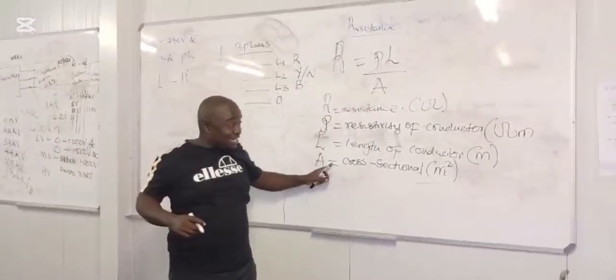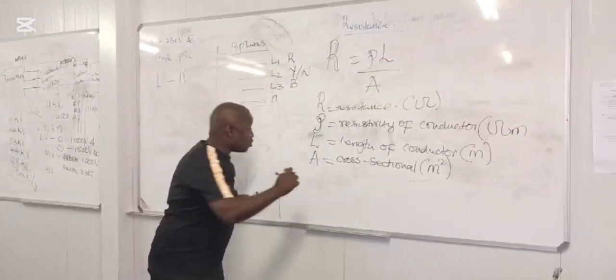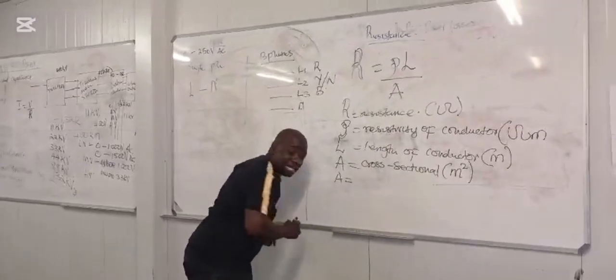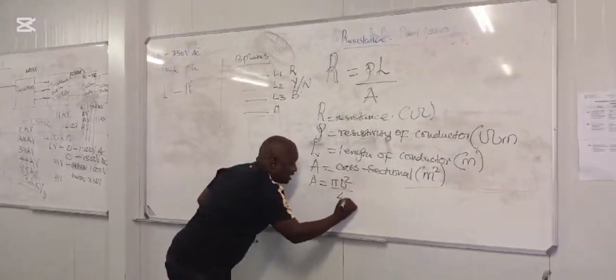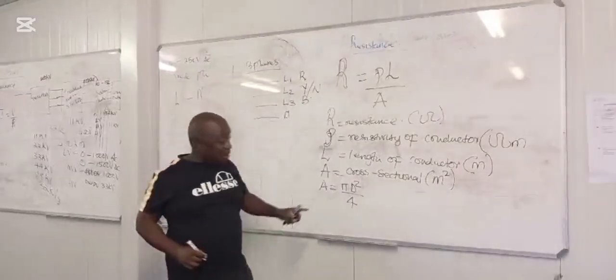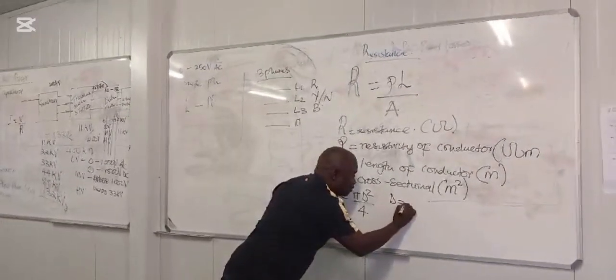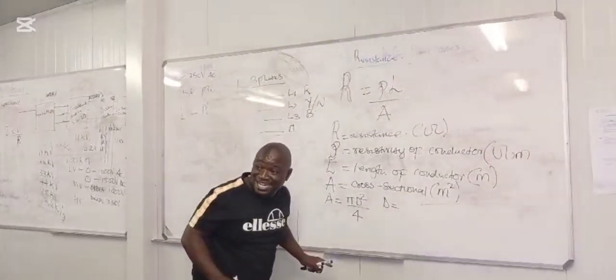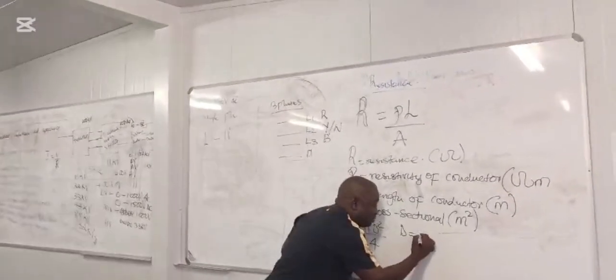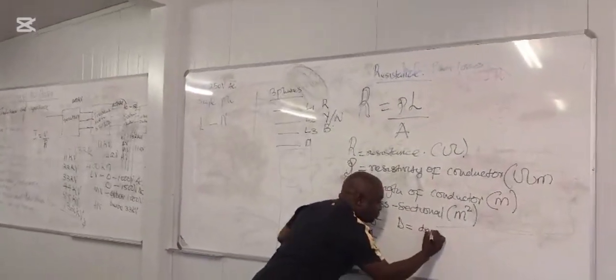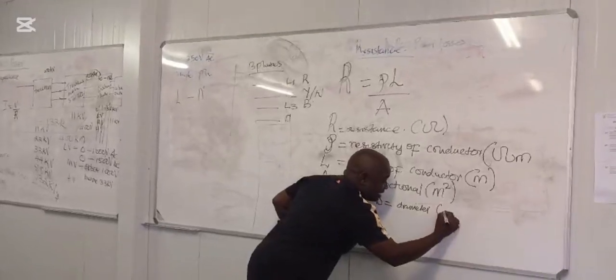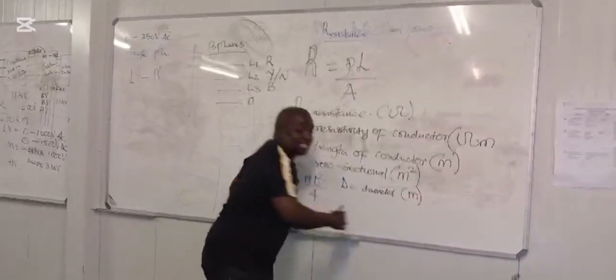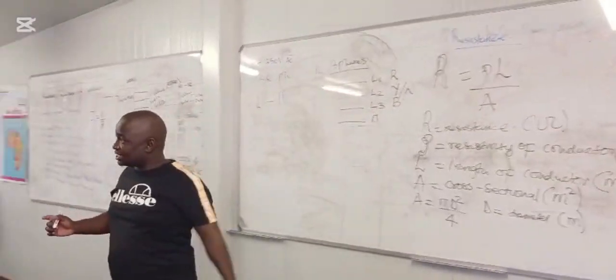Now, provided that we know that the cross-sectional area of the conductor is given as pi d squared divided by 4, whereby d is the diameter. Are we together? That will be d, the diameter of the conductor. The diameter is measured in meters. Are we together, guys?